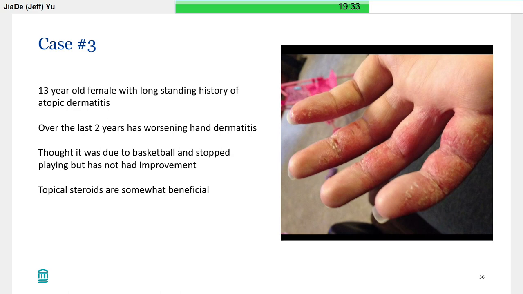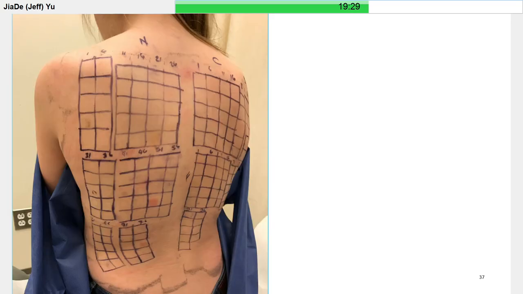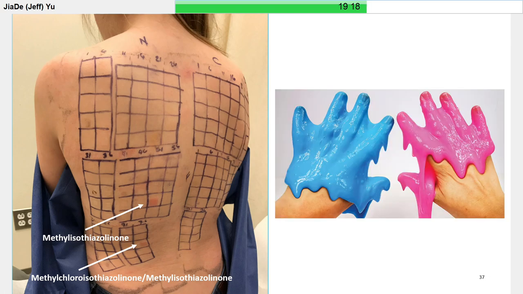They thought maybe it was due to basketball, but she stopped playing that, and it really hasn't led to a lot of improvements overall. Patch testing for her, as you can see, we can put a lot of different patches on a child who was about 13 years old, and we found that she was positive to two important preservatives called methyl isothiazolinone as well as methylchloroisothiazolinone.